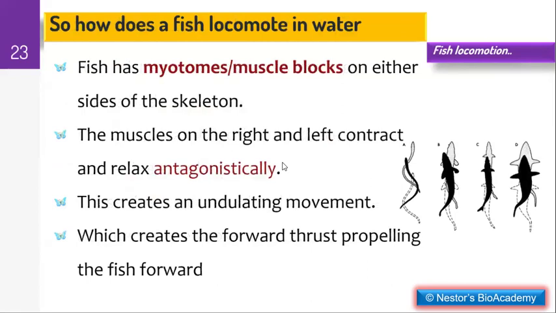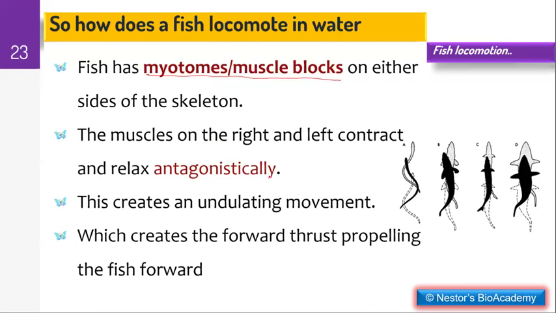So how does a fish locomote in water? Other than the fins we have talked about, fishes also always have blocks of muscles on the right side of the skeleton and on the left side. These blocks of muscles, we always refer to them as myotomes. Remember, this is also actually common with most chordates as a characteristic feature. So these muscles on the left and right sides, they always contract and relax antagonistically.